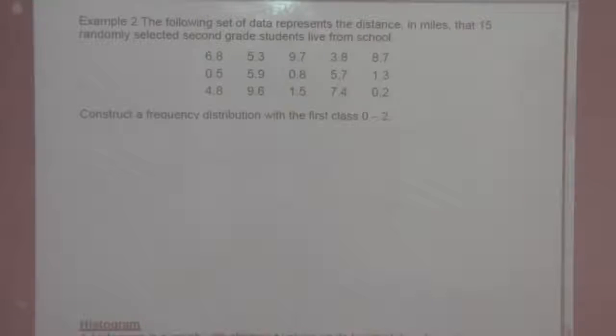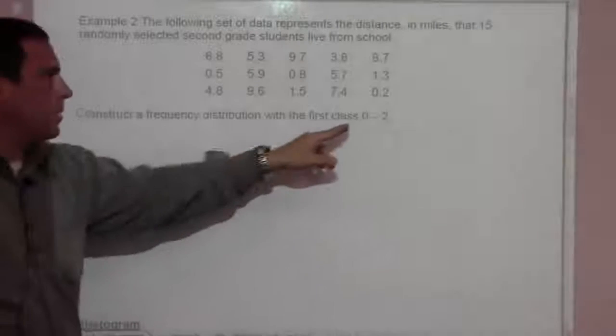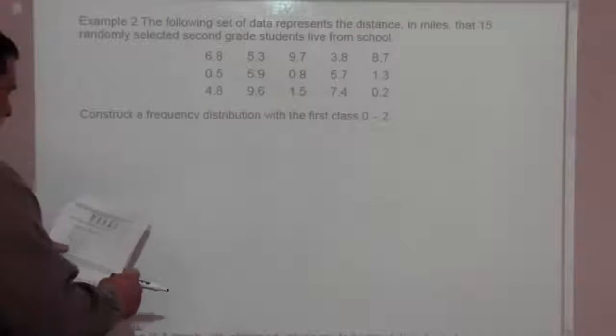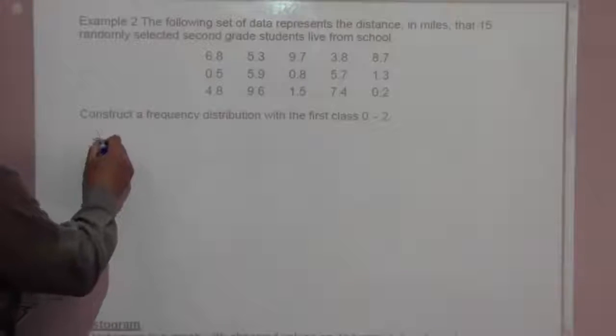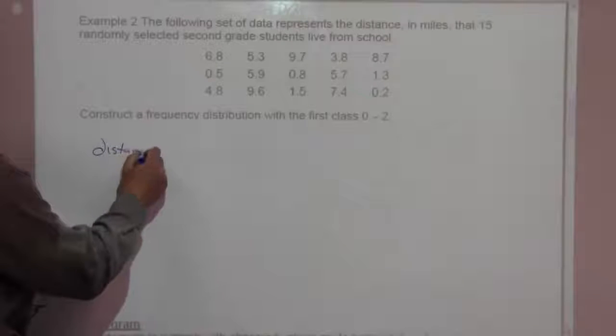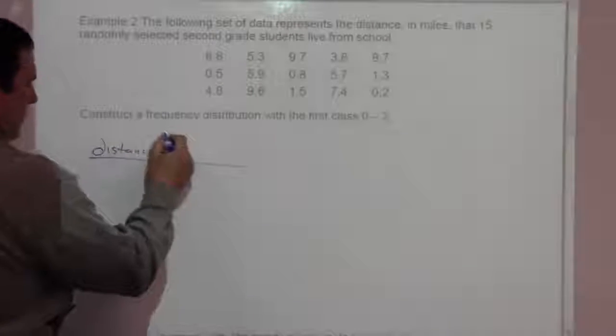Okay, example 2. The following set of data represents the distance in miles that 15 randomly selected second grade students live from school. Construct a frequency distribution with the first class being 0 to 2. So we have distance, and then we have frequency.